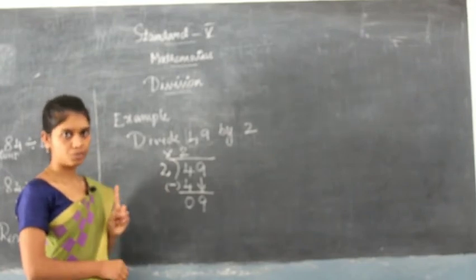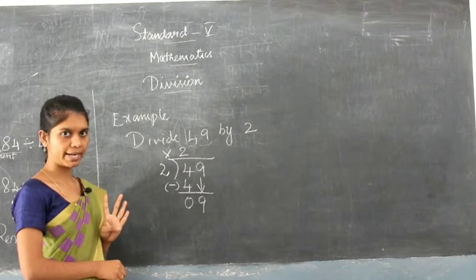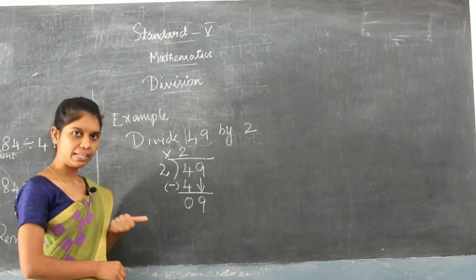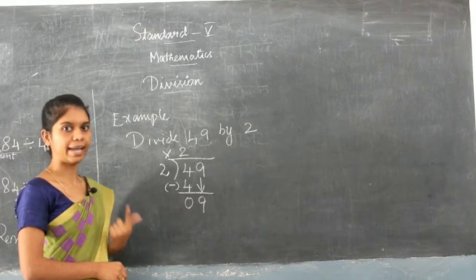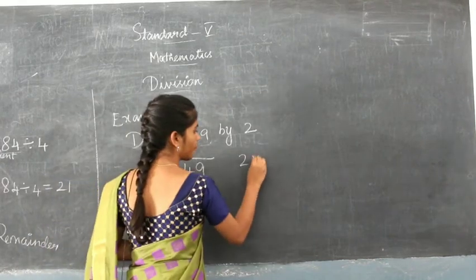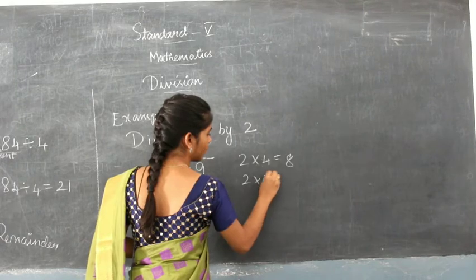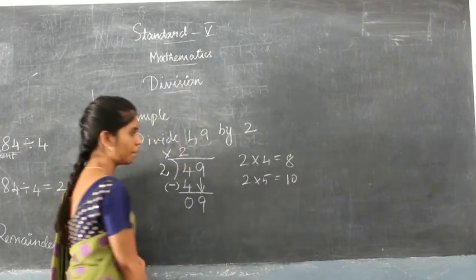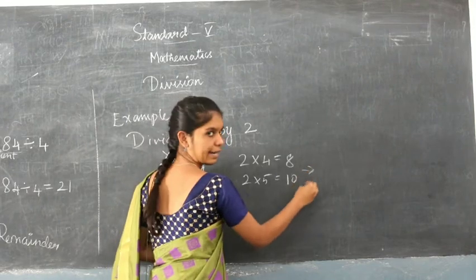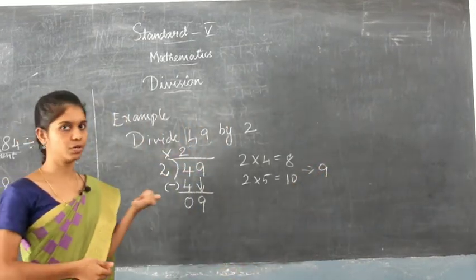Okay, 2 ones are 2, 2 twos are 4, 2 threes are 6, 2 fours are 8, 2 fives are 10. You got 8 and you got 10, but you didn't get 9. So, see, 2 fours are 8 and 2 fives are 10. But you didn't get 9. 9 is between 8 and 10, right?